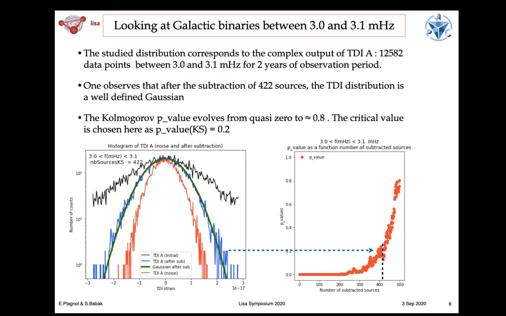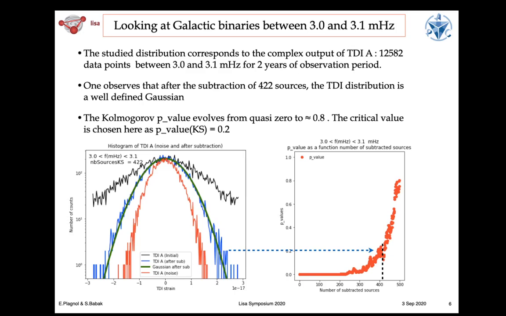Now, on the graph below on the left, we represent in black the distribution of these TDI strains before the subtraction. In blue, we see the distribution after the subtraction, and the red line shows the sort of fit with the Gaussian function. The red distribution indicates the distribution of the instrumental noise.